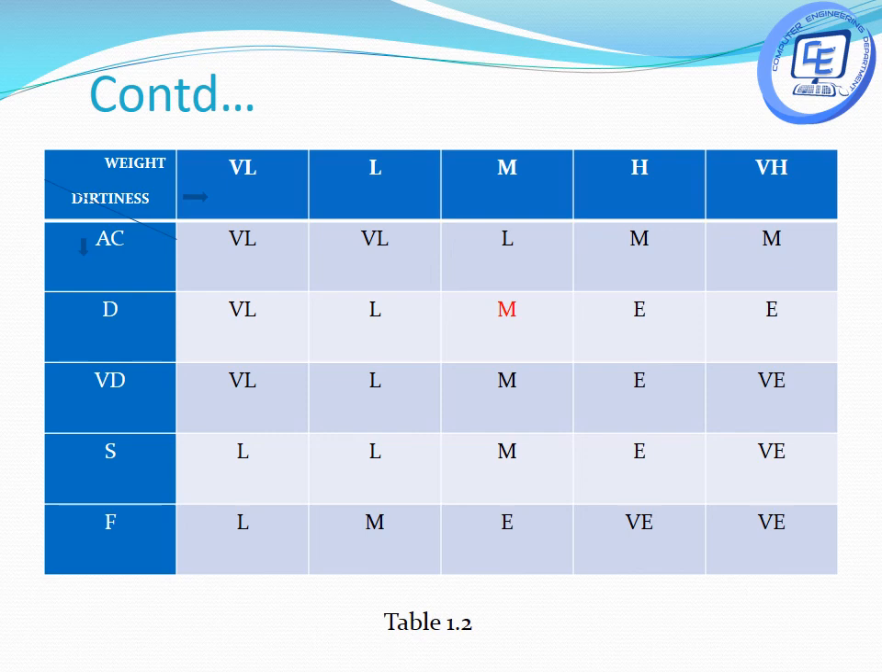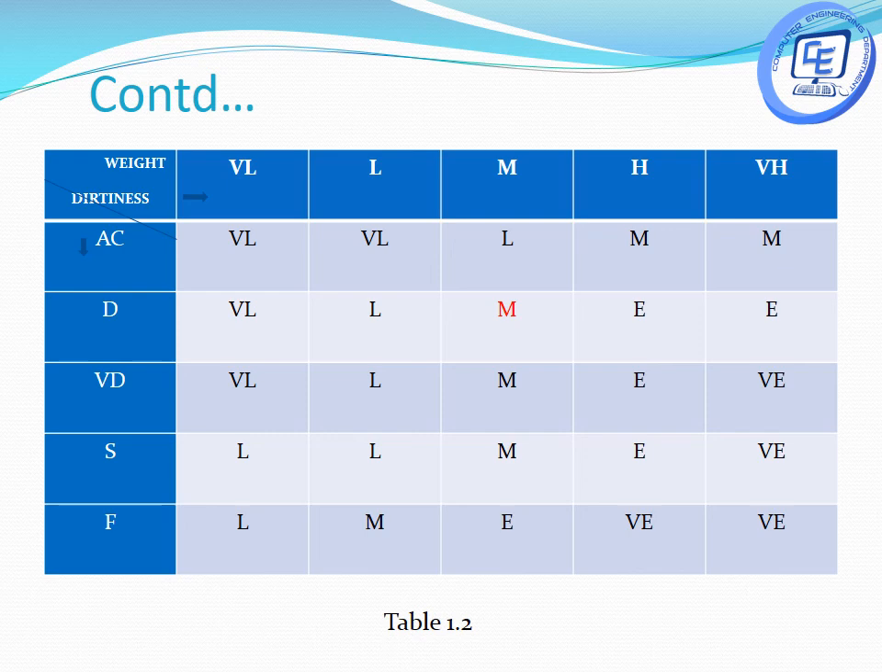So as we are having 5 rows and 5 columns, total 25 cells are present over here. We have to put output parameters, our 5 output parameters. The 5 output parameters of the detergents are very low, low, medium, extreme and very extreme. All these 5 parameters we have to put in these 25 cells.